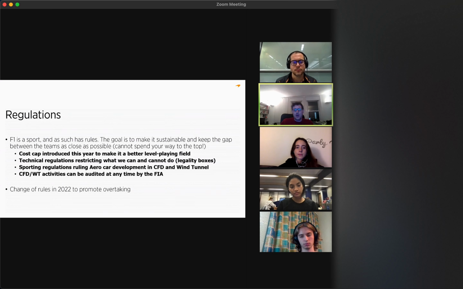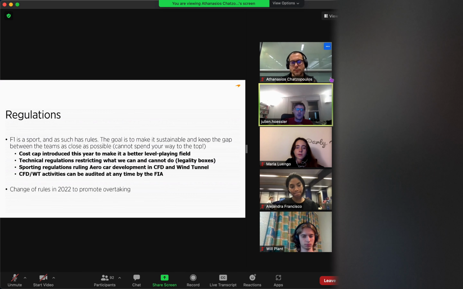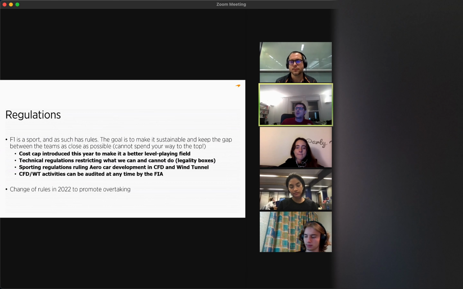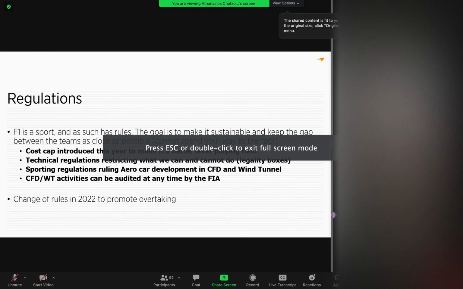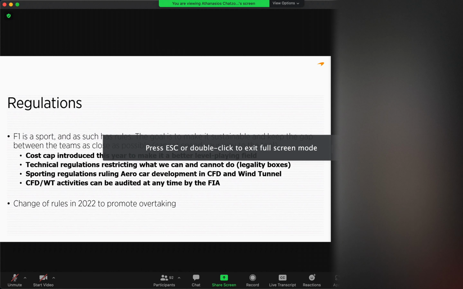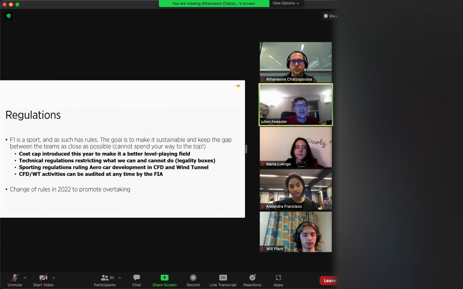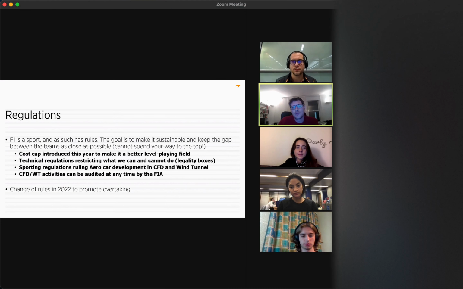Another thing is that because it is a regulated activity, it's also an audited activity. So we regularly have audits from the FIA coming in to just check the logs of all the simulations we're running, checking how we use the wind tunnel, etc., just to make sure that there is no infringement. Okay. And the other thing that will be discussed a bit more in the next section will be the change of rules for 2022. We have a big change of rule from this year to next year, and we'll discuss that a bit further.